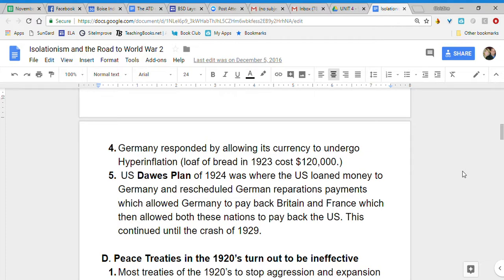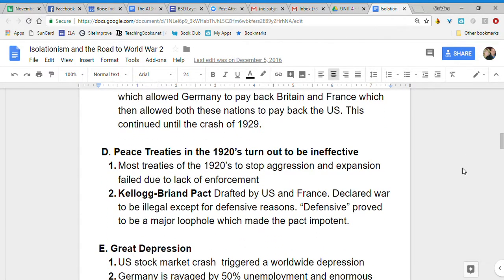This will continue. The Dawes Plan will kind of solidify the frustration in Europe until 1929 when the Depression hits, and then nobody can continue. We don't have the money to make the loan payments to Germany. Germany won't be able to pay Great Britain and France, and that's going to cause a great deal of tension.